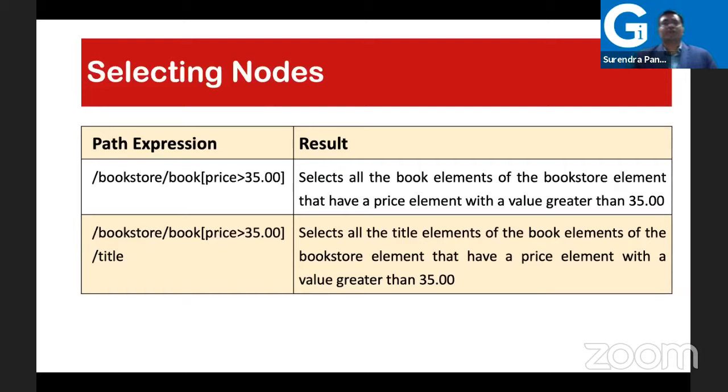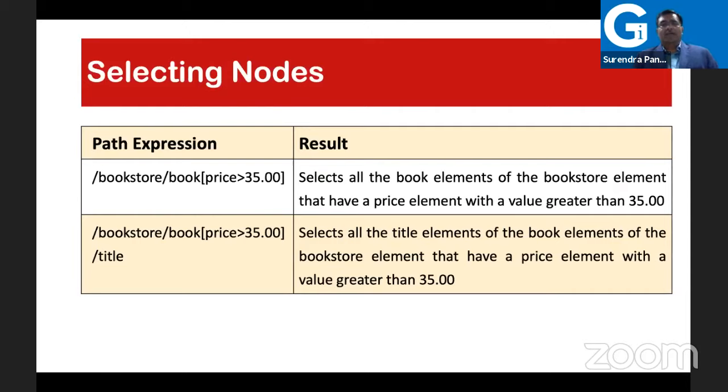Now the operators. How do you access a specific element here with a condition? You are going to access the book element of the bookstore. Here we are going to check the price element with a value greater than 35. Writing the condition, we are going to access the books where the value of the price is greater than 35.